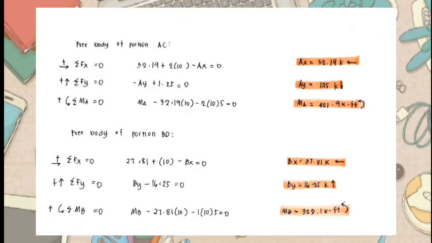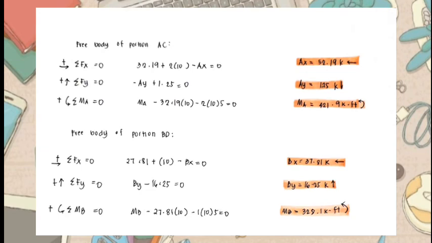Free body portion AC. The summation of X forces is equal to 0. 32.19 plus 2 times 10 minus AX is equal to 0. So AX is equal to 52.19k. The summation of forces in Y direction is equal to 0. So negative AY plus 1.25 is equal to 0. AY is equal to 1.25k.